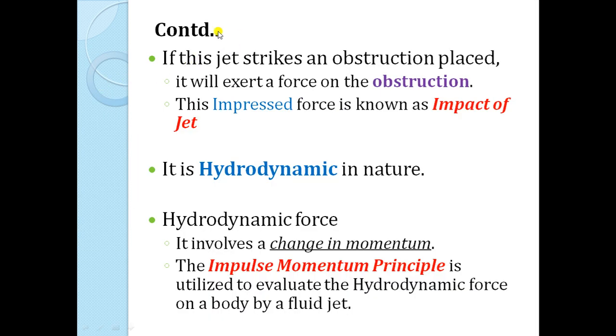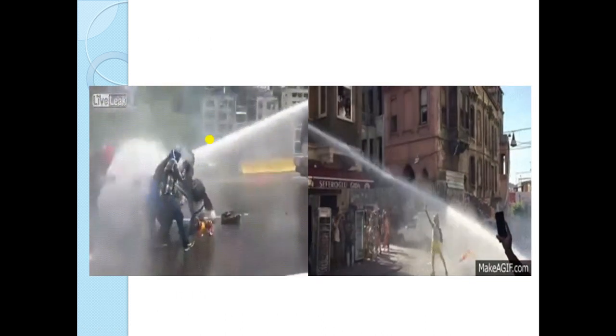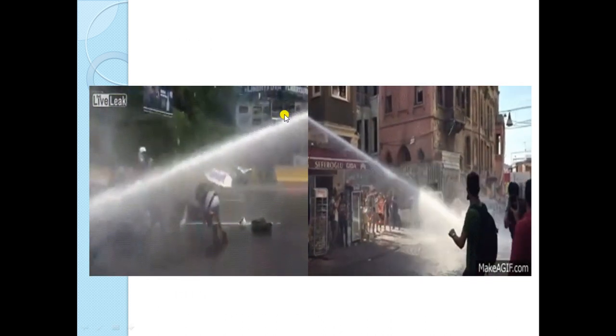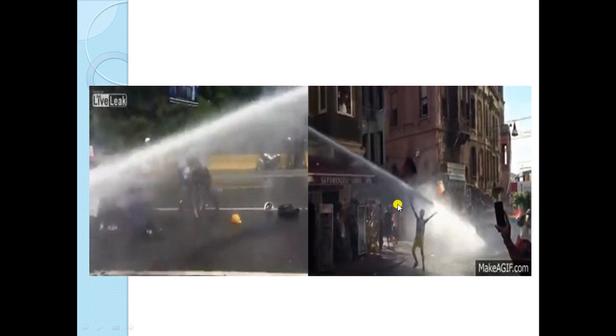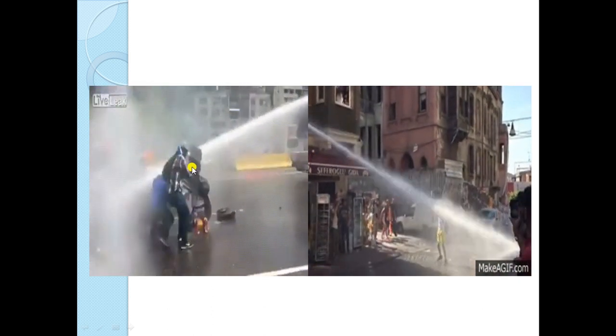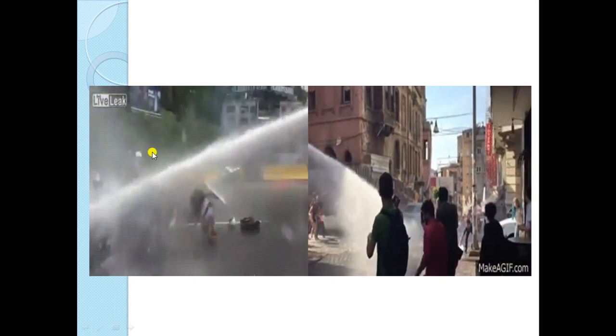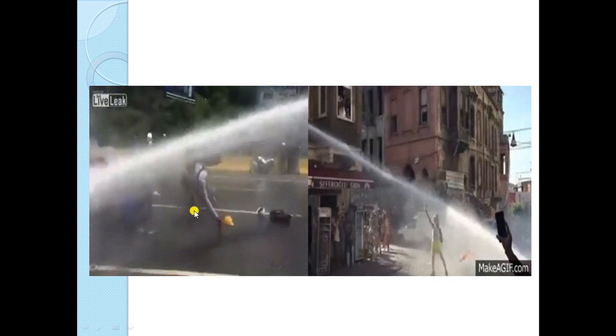Now, if the jet strikes an obstruction which is placed, the jet will exert a force on the obstruction. This impressed force is known as impact of jet. Let me show you an image. Here, this is a water cannon being fired. You can see the force which is exerted by the jet on the person.